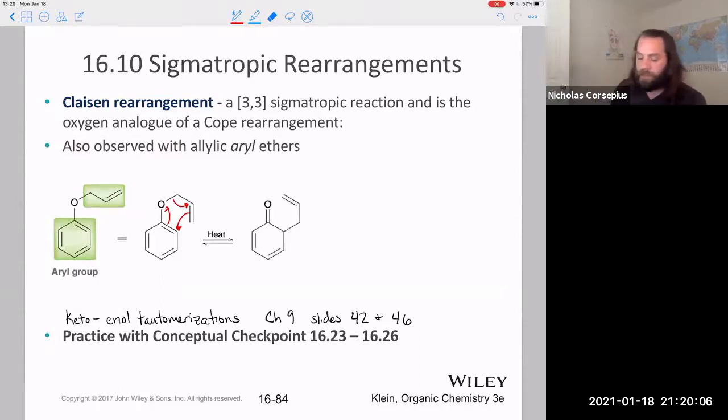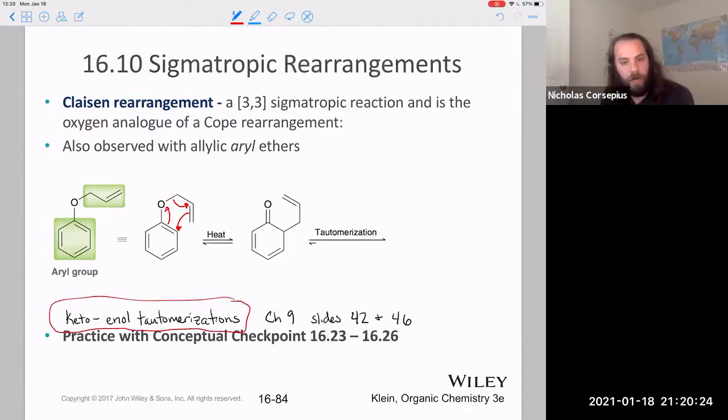Okay, but now, just by nature of it starting out with this aryl group, this can undergo a special type of intramolecular rearrangement we call a tautomerization. So remember we talked about this. This is a keto-enol tautomerization. We first sort of talked about it in chapter 9. We'll talk about it again when we talk about aldehydes and ketones, but just to point you guys in the right direction if you want to see what's going on here, this would be from chapter 9, slides 42 and 46 in particular. They can be either acid catalyzed or base catalyzed. So those are those two slides.